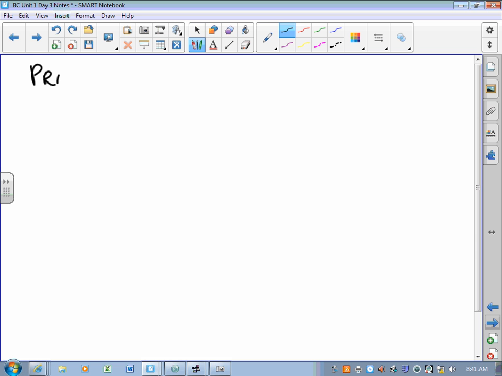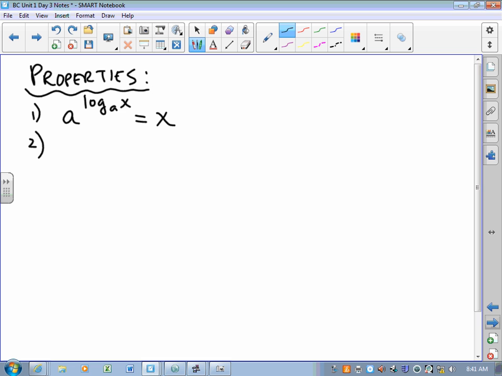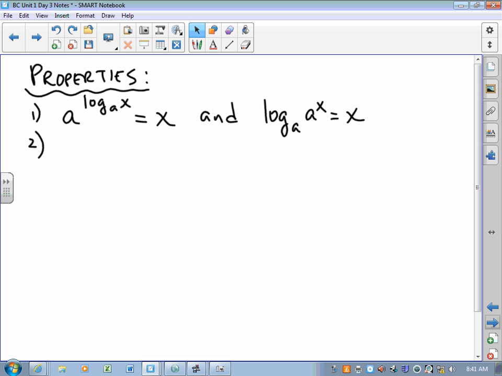Okay, so a couple things before I'm done. There are some properties that you should know. First, because the exponential function and the logarithmic function are inverses, when I compose them, I get x. Similarly, the log base a of a to the x is x. And that'll hold for a greater than 1 and x greater than 0.